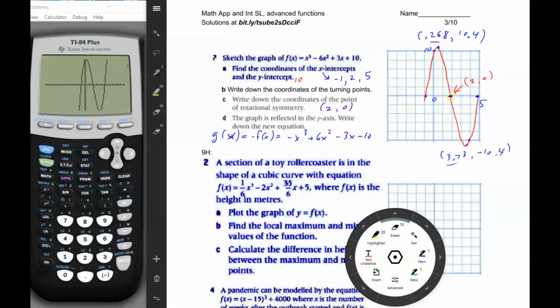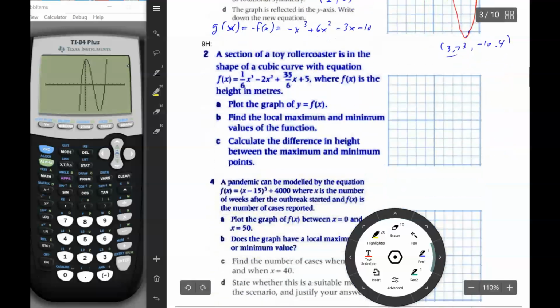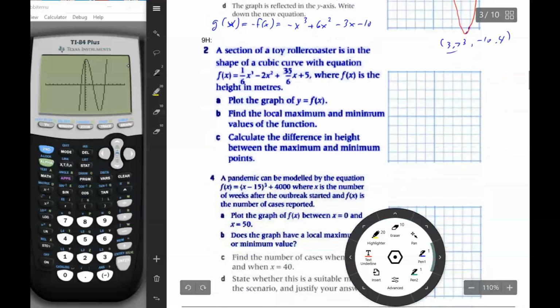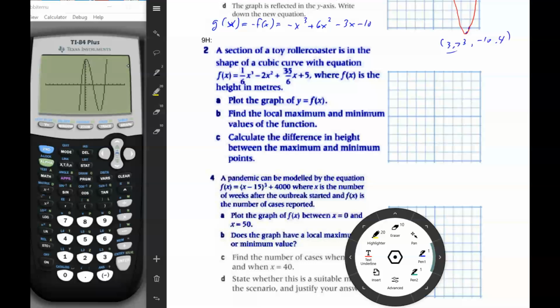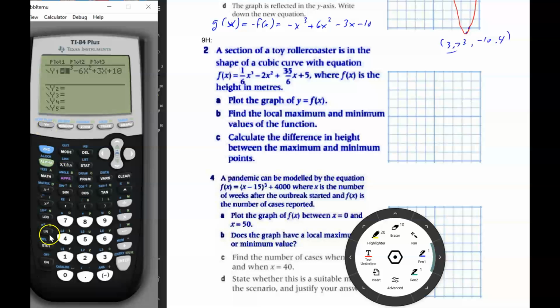And let's go to number 2. A section of a toy roller coaster is in the shape of a cubic curve with equation blah, blah, blah, where f of x is the height in meters. Plot the graph of y equals f of x. Okay, so I'm going to type it in here, and then I'll be right back.